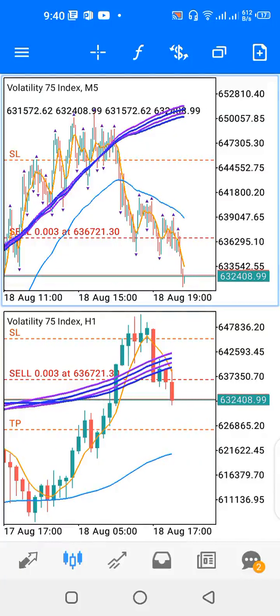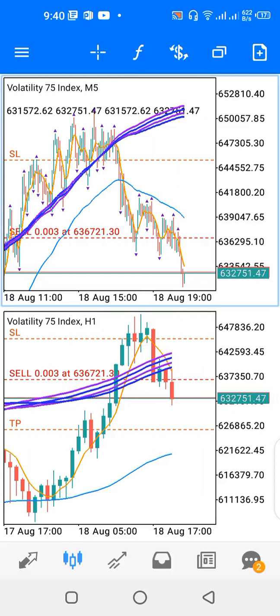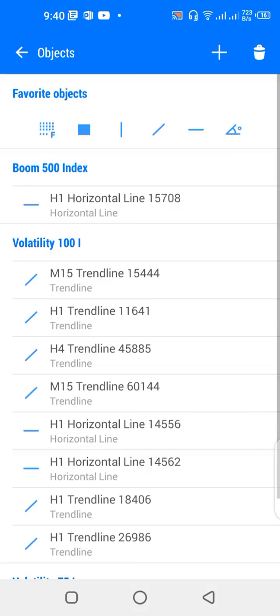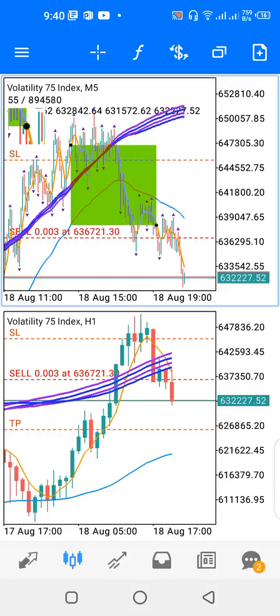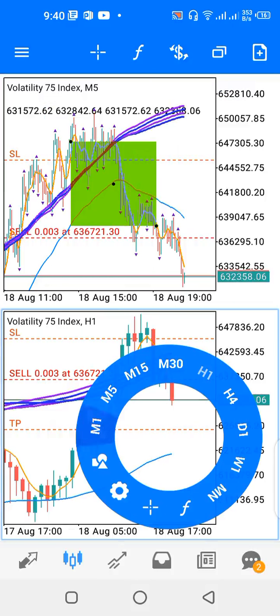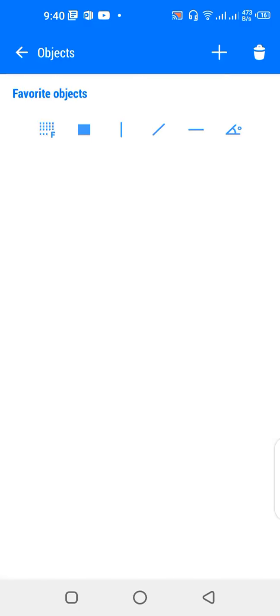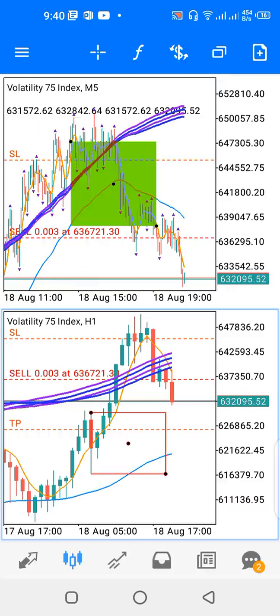Today we'll be looking at a strategy you can use to trade the Volatility 75 index. I have V75 on two separate time frames. The upper window has a low time frame, the 5 minutes time frame, and the lower window has a higher time frame, the 1 hour time frame.